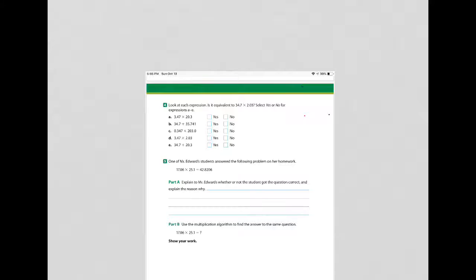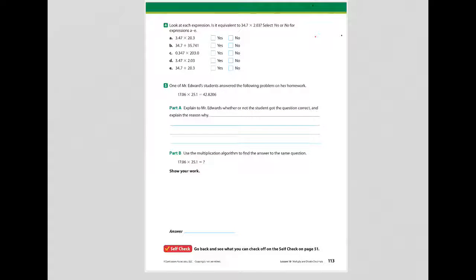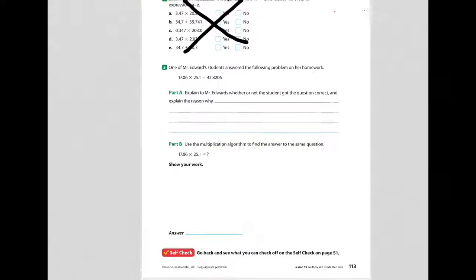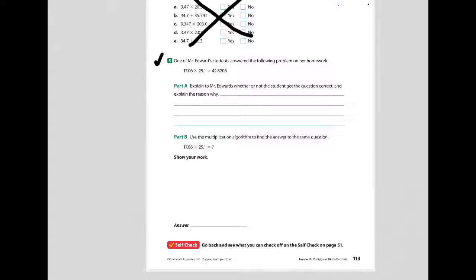Now, on the next page, you are not going to do number 4, and be thankful because that actually has 6 nasty problems in it. But you are going to do 5, which is part A, and which is part B.